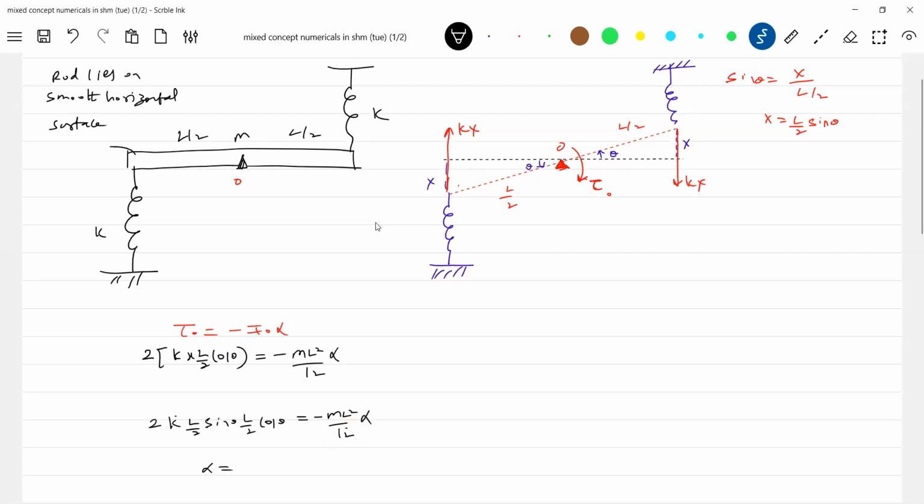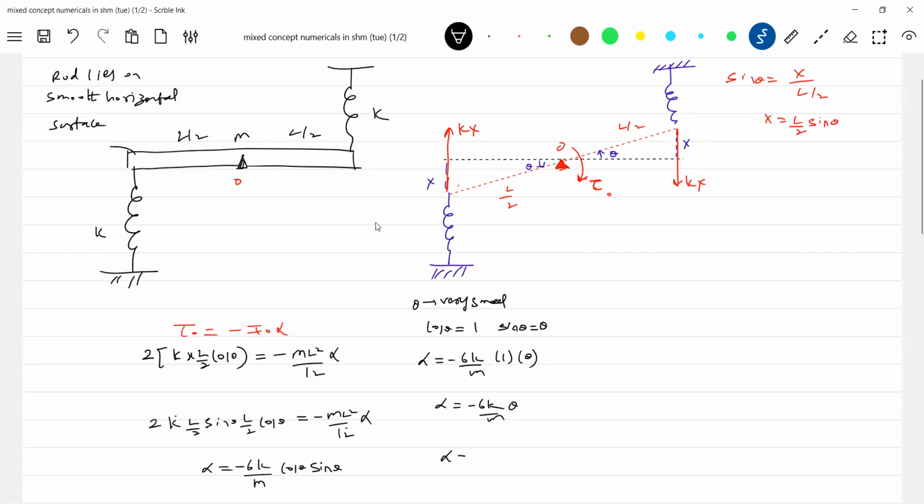Okay, therefore alpha is equal to minus 6k by m, cos theta sine theta. Theta is very small. Cos theta will become 1 and sine theta will be theta. So therefore this will become alpha equal to minus 6k by m into theta. This is theta.